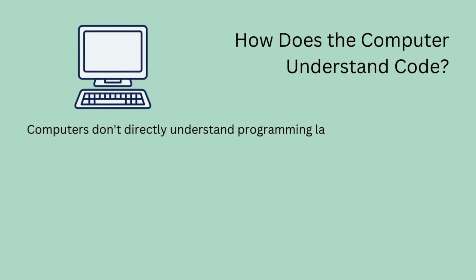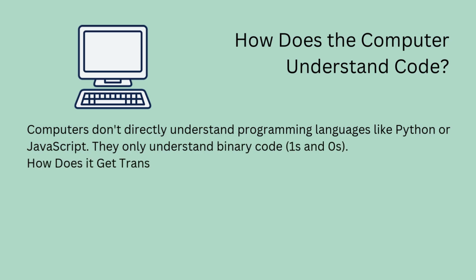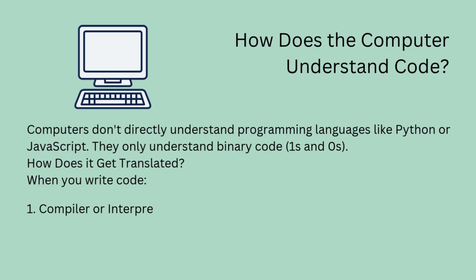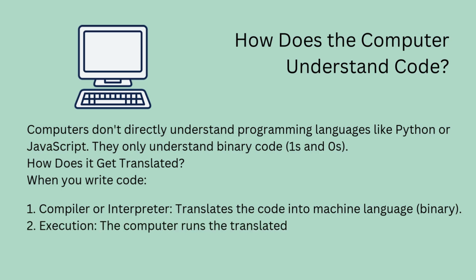Computers don't directly understand programming languages like Python or JavaScript. They only understand binary code, ones and zeros. How does it get translated? When you write code, 1. A compiler or interpreter translates the code into machine language, binary. 2. Execution. The computer runs the translated instructions.